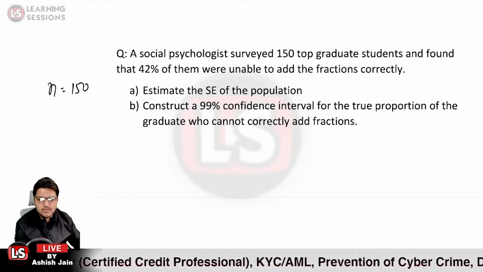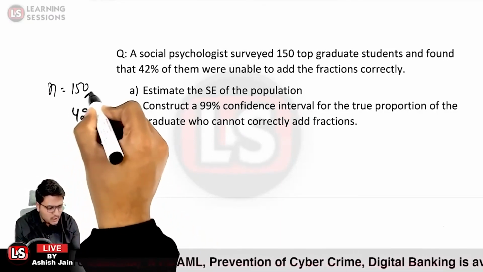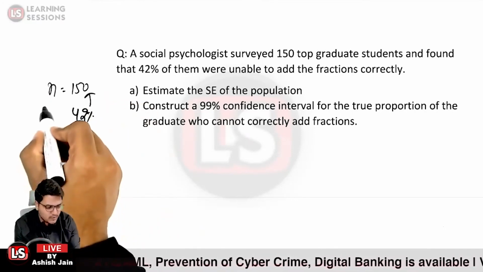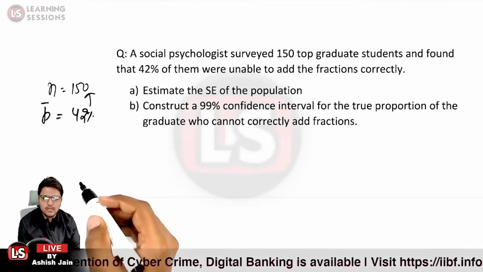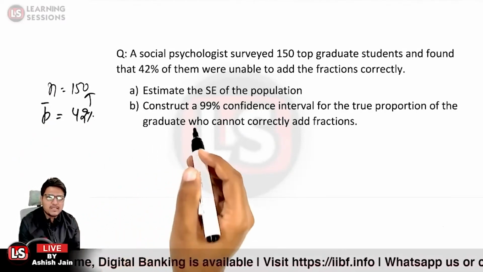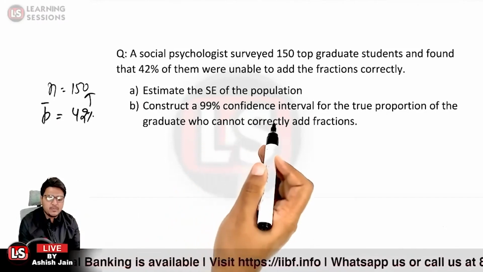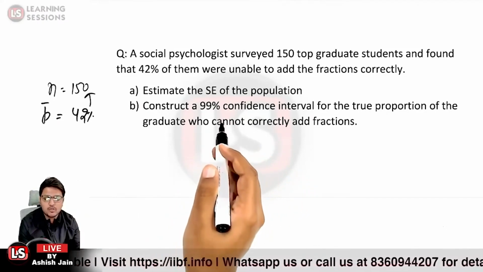And further, 42% is related to the proportion of the sample itself, so it can be denoted with p bar over here. I just told you that we can denote it with p bar. Further it is given, estimate the standard error of the population. Now it's related to proportion over here.